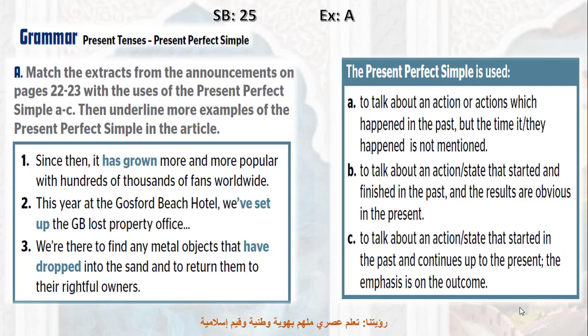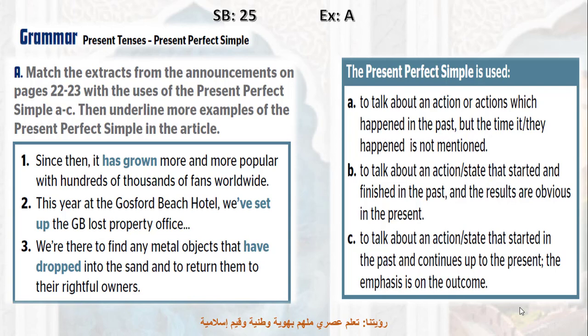But before that, you should know what the present perfect simple is used for. Number A, on the right: to talk about an action or actions which happened in the past, but the time it or they happened is not mentioned. B: to talk about an action or state that started and finished in the past, and the results are obvious in the present. C: to talk about an action or state that started in the past and continues up to the present. The emphasis is on the outcome.